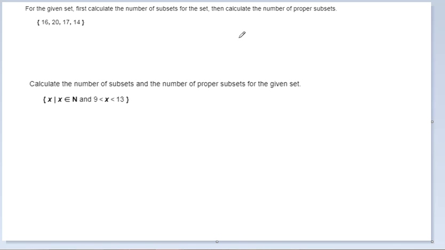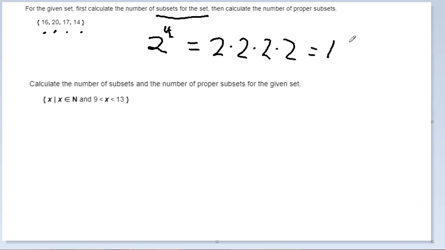Okay, for this next question, we want to calculate the number of subsets possible. So what we need to do is figure out how many elements are in here. So there's 1, 2, 3, 4 elements. So you see that? 1, 2, 3, 4. So to calculate the number of subsets for the set, you do 2, it's always 2, raised to whatever this number here, in this case 4. Okay, and of course that's equal to 2 times 2 times 2 times 2, which is 16.